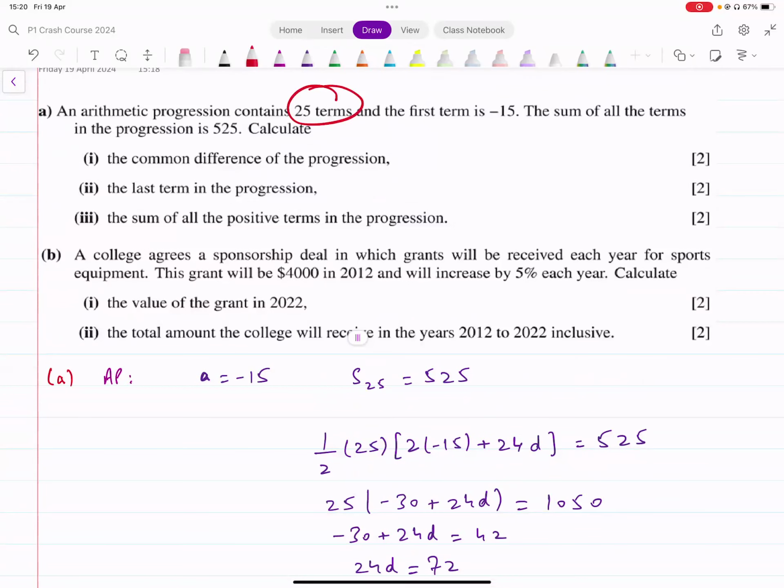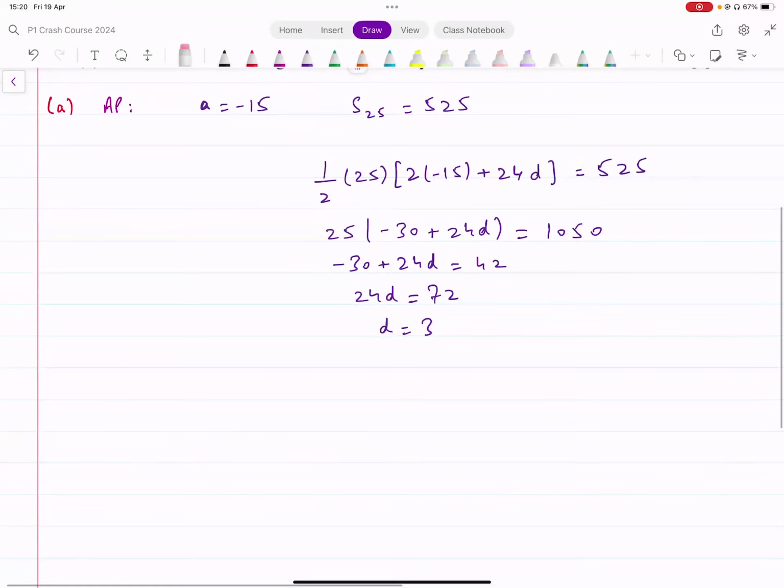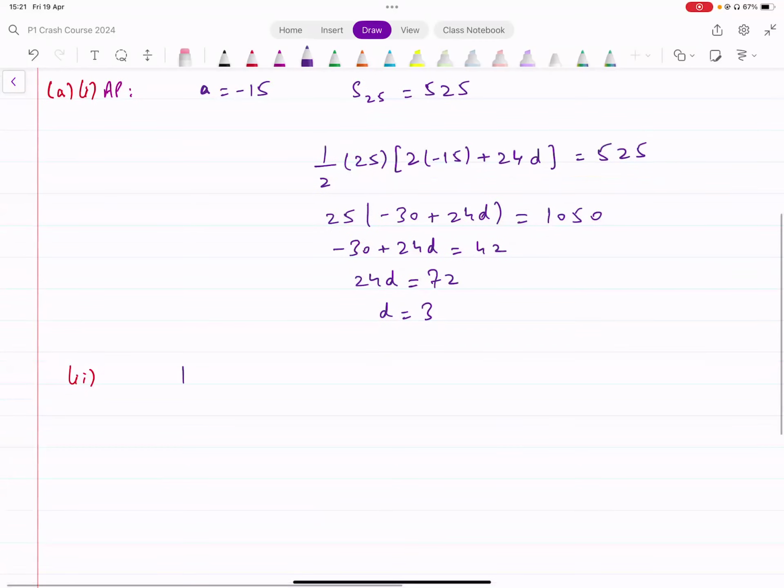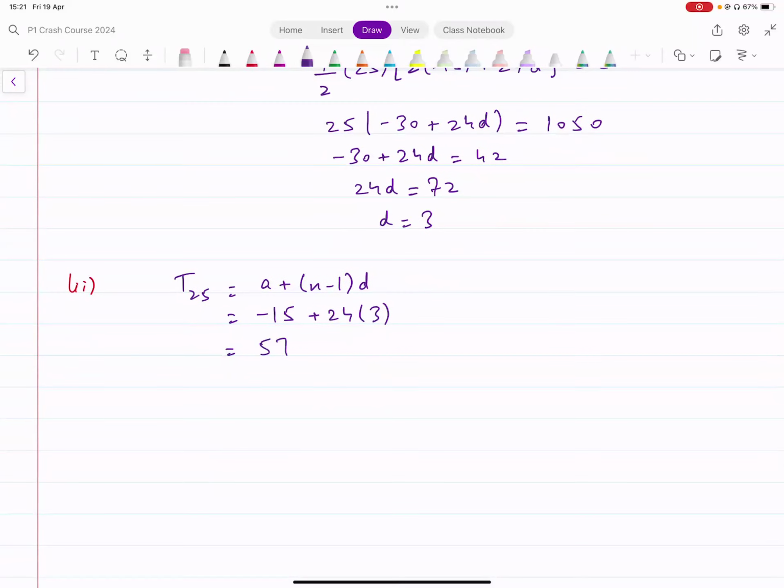There are 25 terms in total. How do you find the last term? You have to find the 25th term, basically. Last term in this case means the 25th term, because you've got 25 terms in total. What's the term formula for an AP? It's a plus n minus 1 into d, right? The first term is minus 15, plus 25 minus 1, that's 24, into the difference, that's 3. And that's going to give you the 25th term, 72 minus 15. That is 57. So this should be the last term, 57.